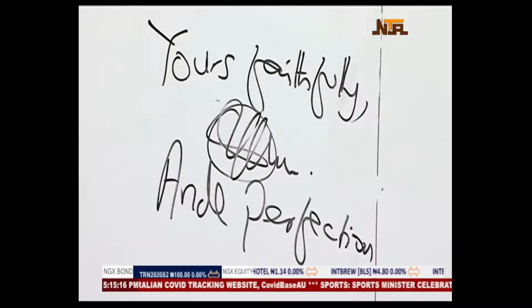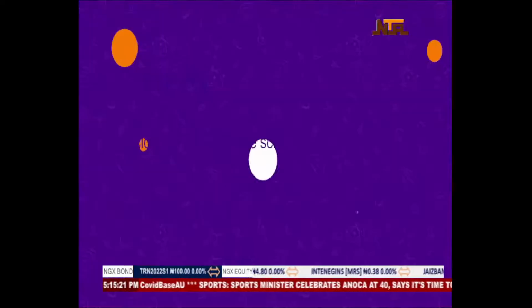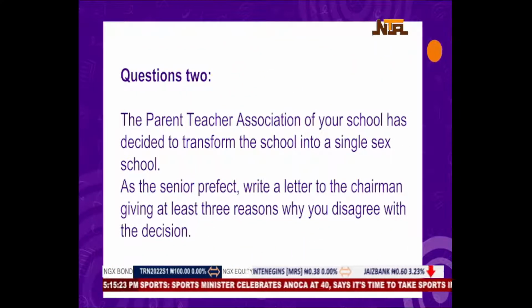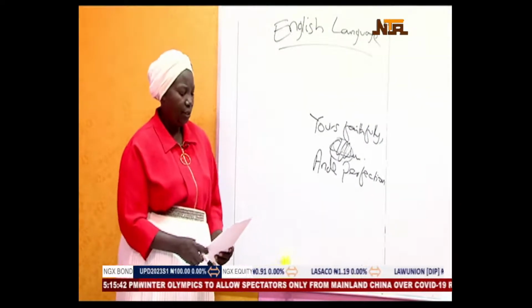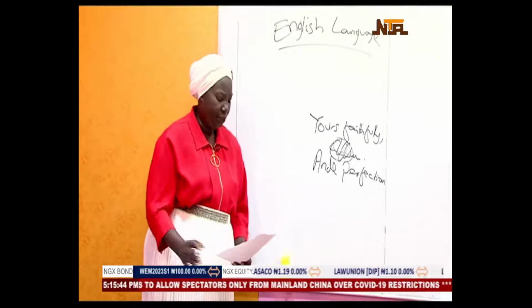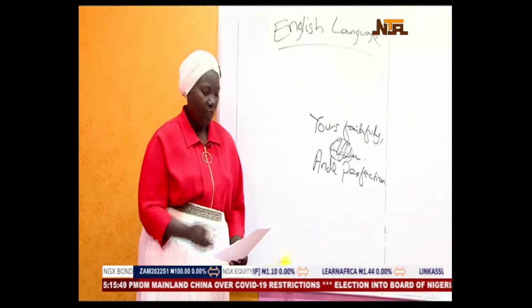Now let's take question 2 and apply the features and see. Question 2 is: The Parent-Teacher Association of your school has decided to transform the school into a single-sex school. As the senior prefect, write a letter to the chairman giving at least 3 reasons why you disagree with the decision. What is the demand of the question? Just like the first one we did, 2 addresses, your salutation, the headings. I have suggested coined headings.